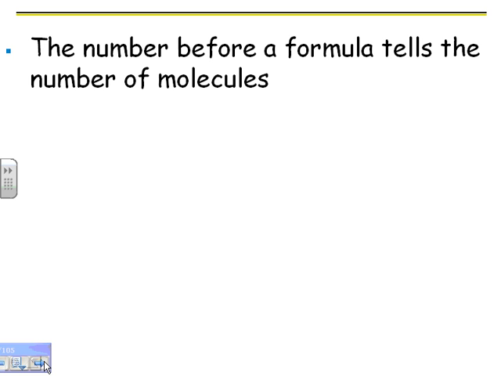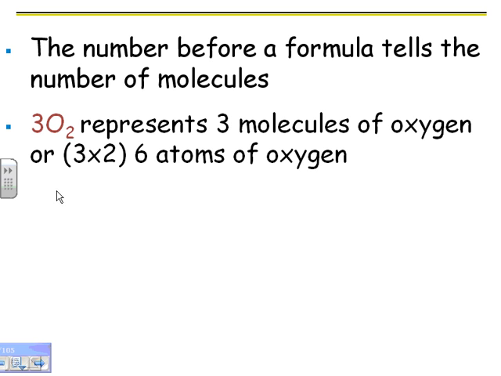The number before the formula tells the number of molecules, so 3O2 represents 3 molecules of oxygen. That's how many molecules. So this whole thing is a molecule. But how many atoms of oxygen would be 3 times 2, or 6? Good.